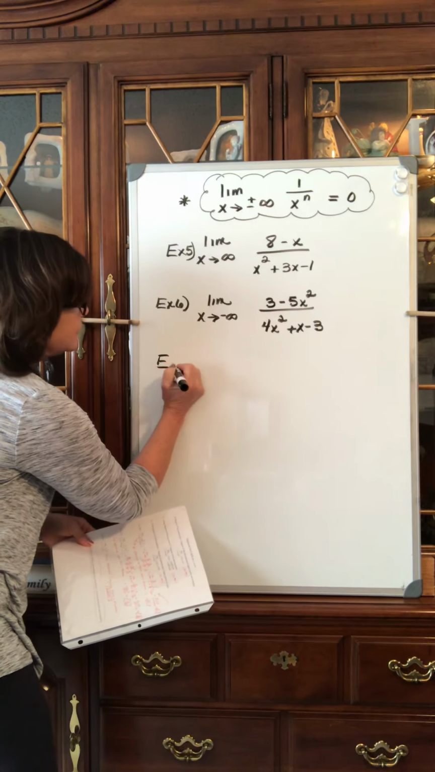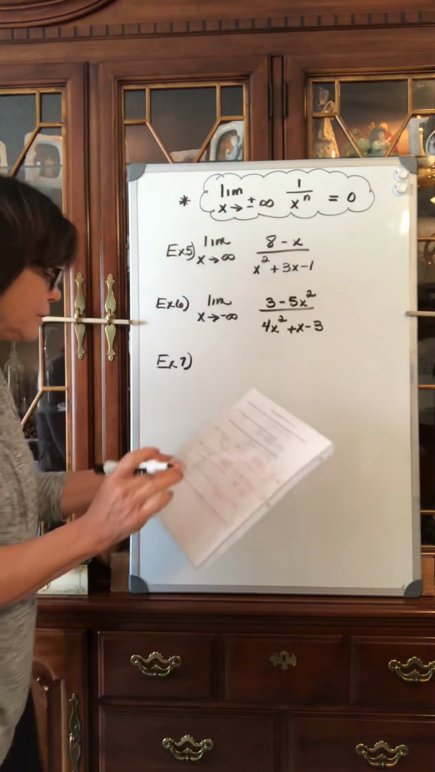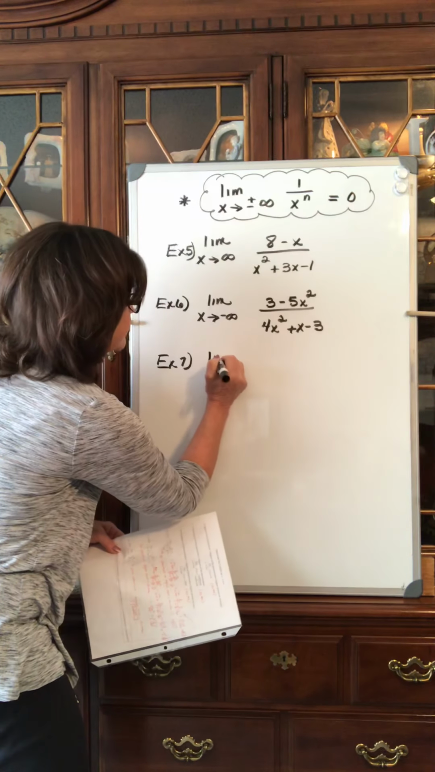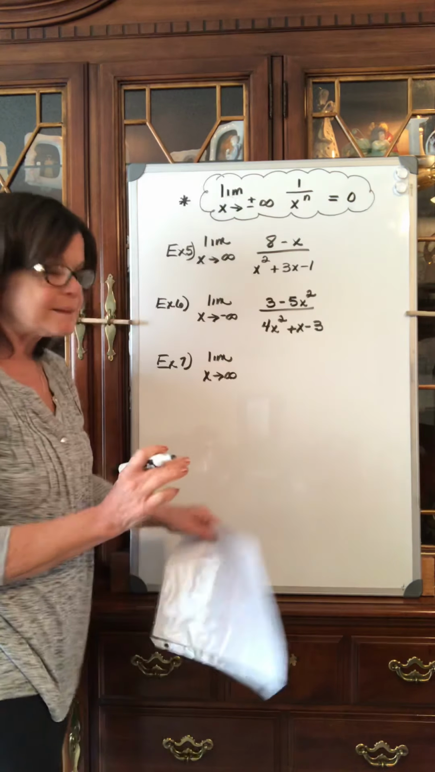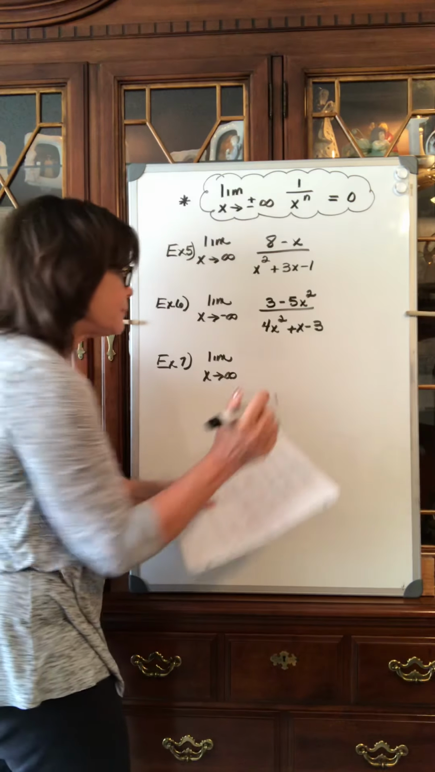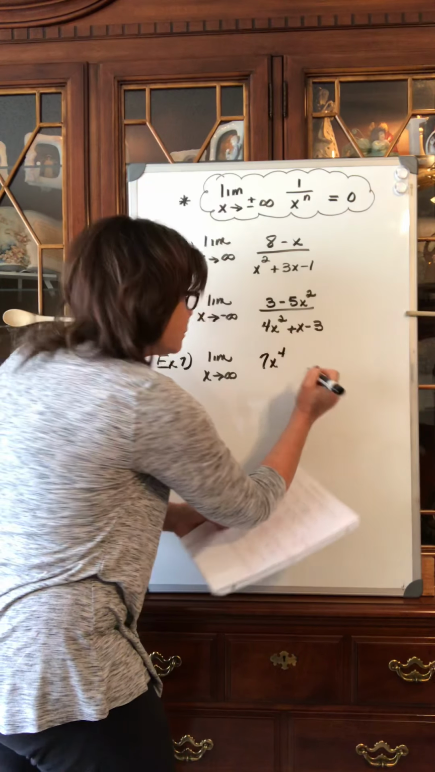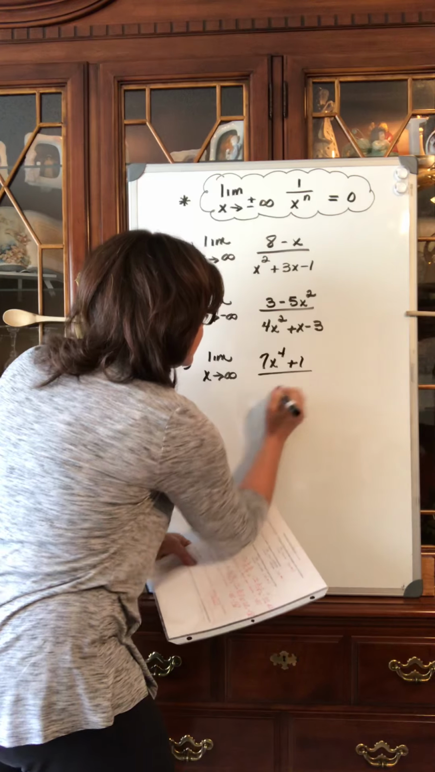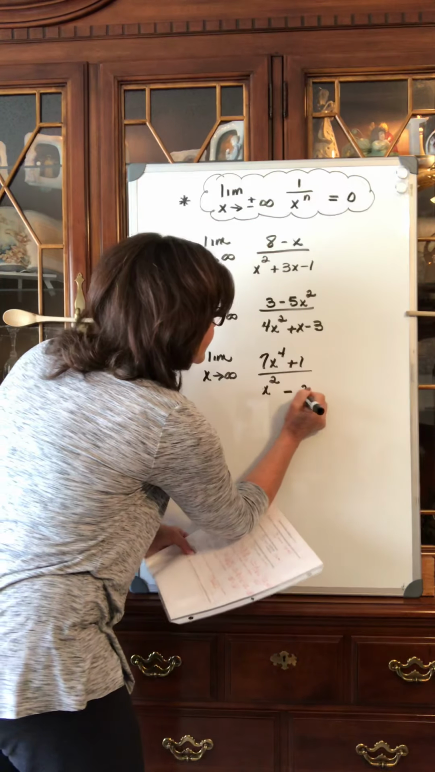And then the last example on the back, example number 7, probably not on the back of yours, you're probably printing this onto 2 separate sheets of paper, is the limit as x is approaching either positive or negative infinity, doesn't make any difference. And this one is 7x raised to the 4th plus 1 divided by x squared minus 2.